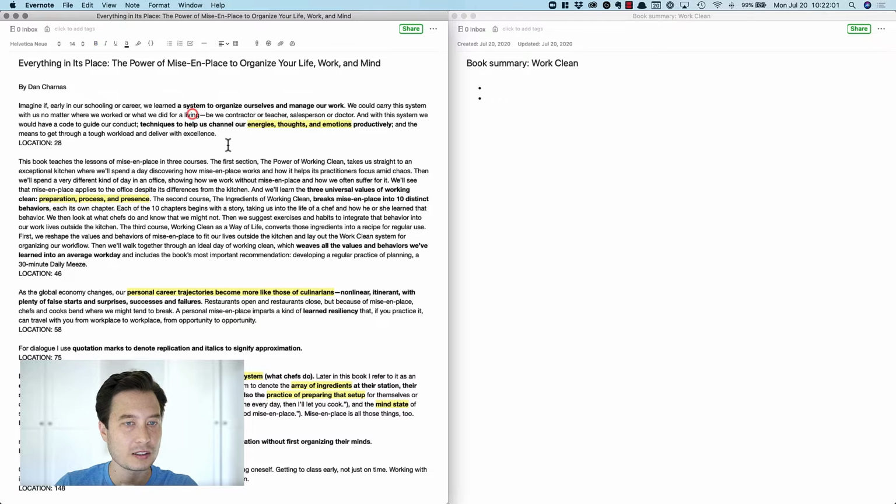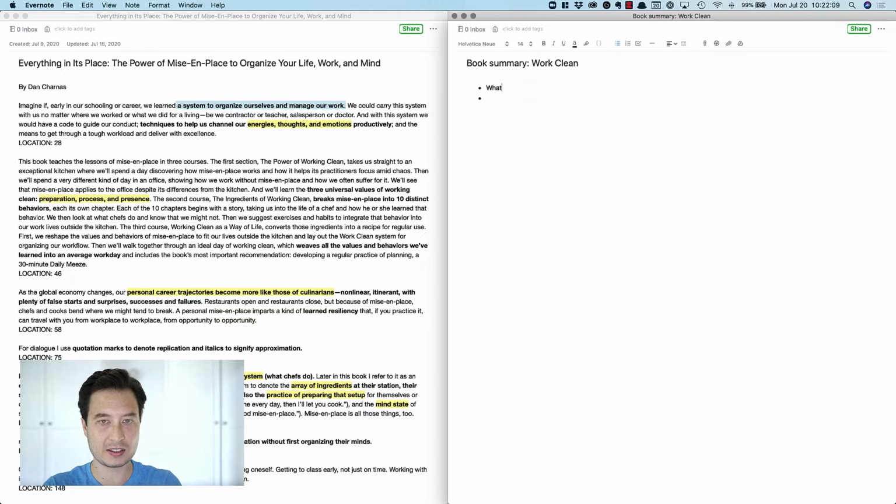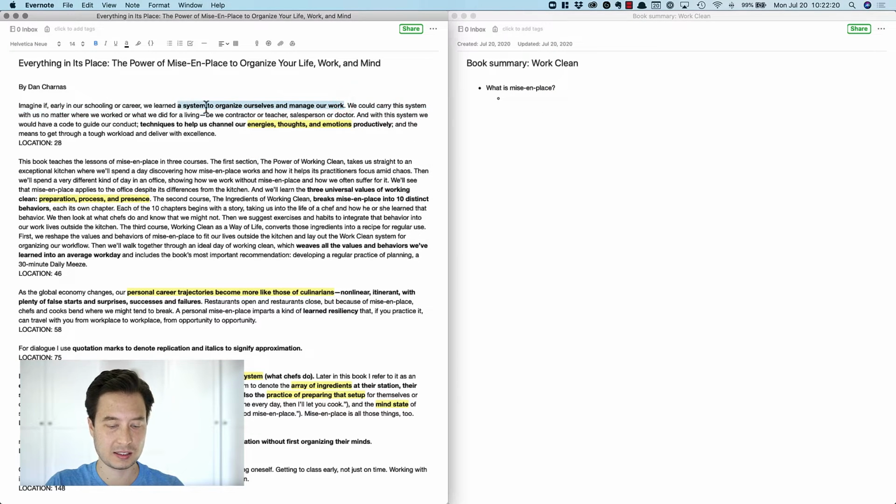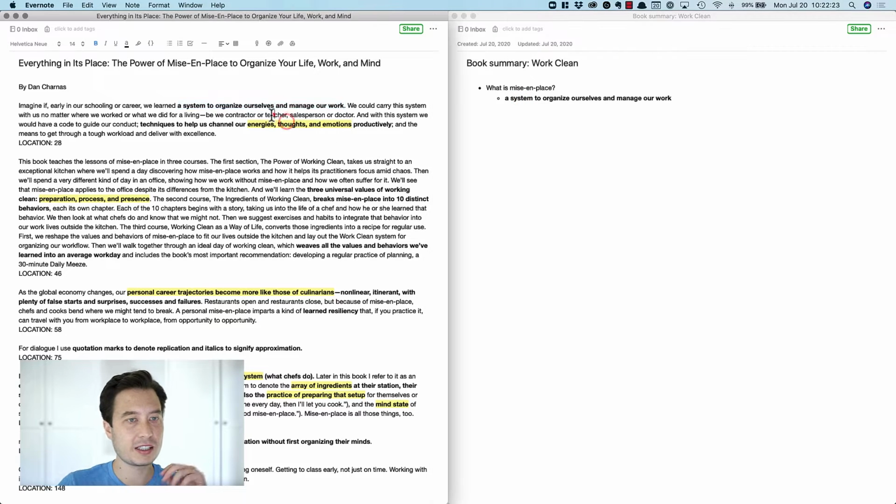So for example, let's just get concrete here. A system to organize ourselves and manage our work. So what immediately jumps out is this is kind of an answer to the question that I know everyone is going to have, which is, what is mise en place, right? So I'm going to copy this and paste it here. What's interesting is I'm kind of taking it out of context, right? He's using it as this sort of theoretical point. Imagine if we had this. But what he's really getting at, and I'm kind of just being more direct about it, is that what he's offering to us in this book is a system to organize ourselves and manage our work.